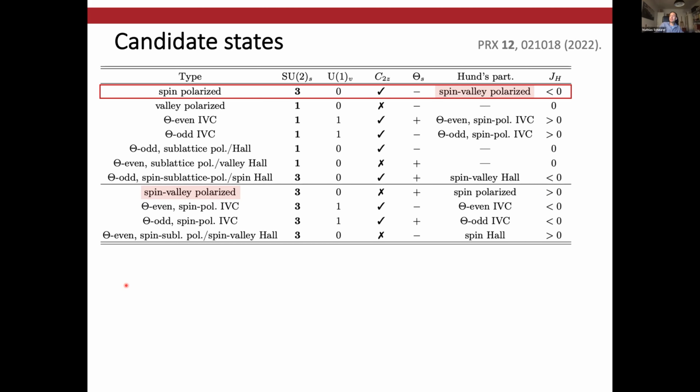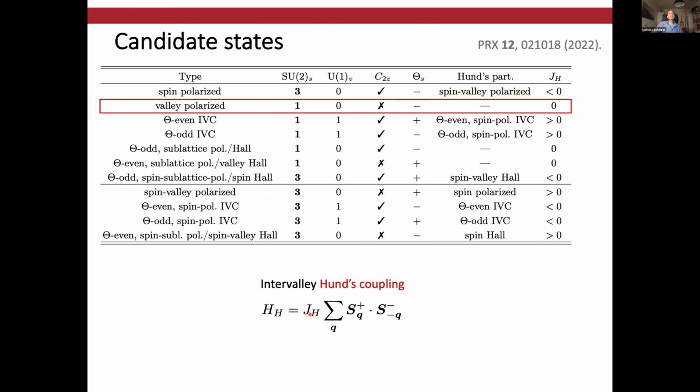Now we call these pairs of states Hund's partners simply because there is a Hund's interaction between the two valleys in the actual system that couples the spins in these two valleys. And depending on the sign of this J Hund, you will realize one or the other. Now, there are further states. There's a valley polarized state, which simply means that you favor one valley over the other.